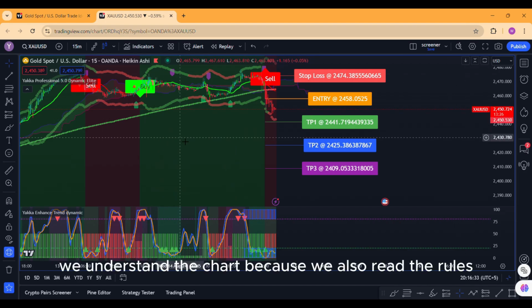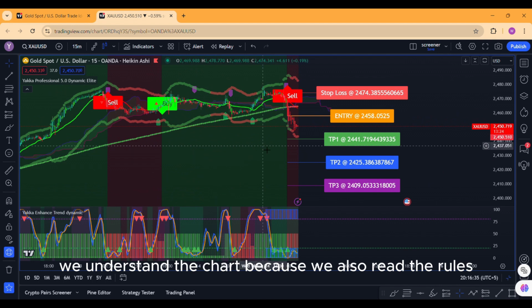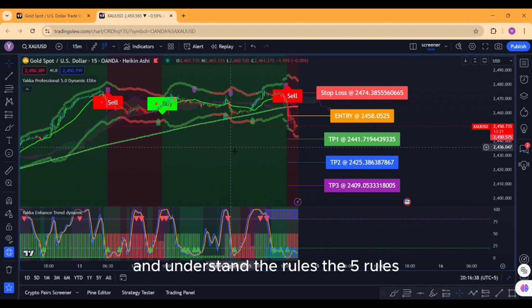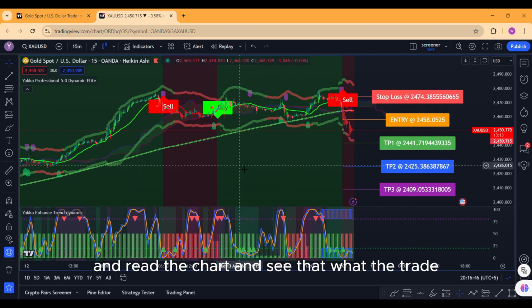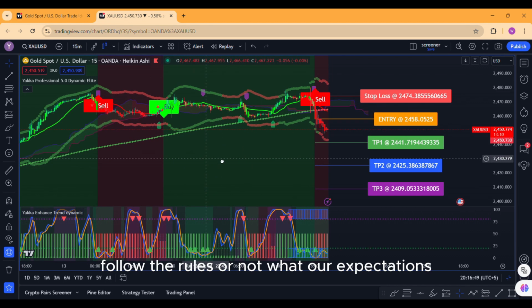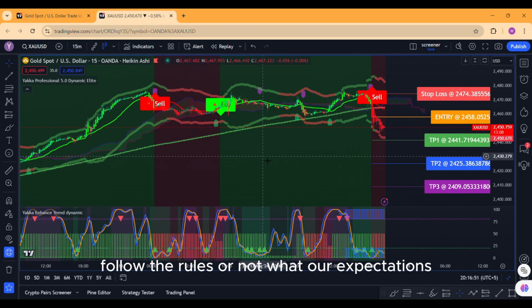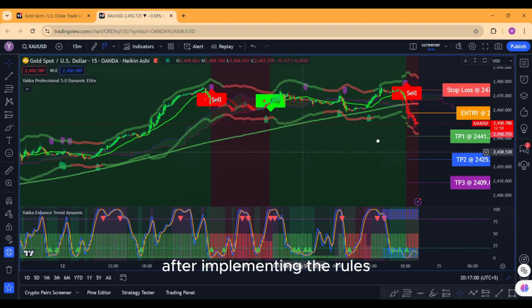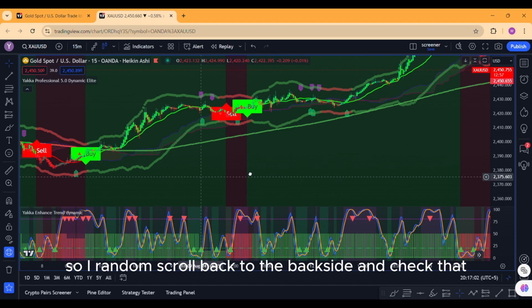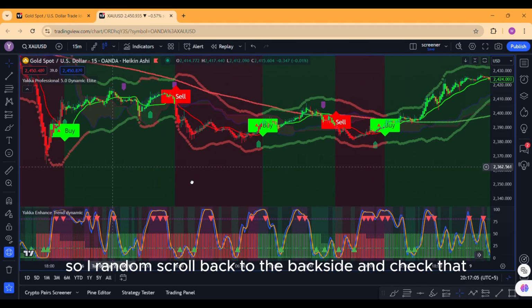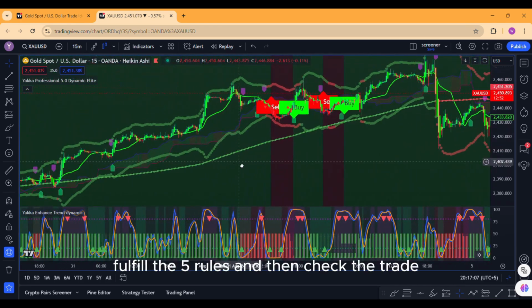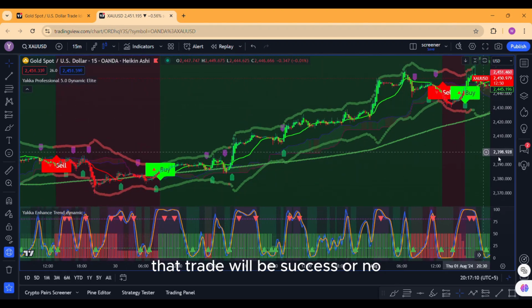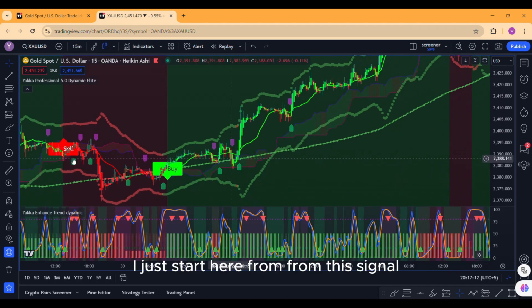Now we understand the chart because we also read and understand the 5 rules. Then apply these rules on the chart, read the chart and see whether the trade follows the rules or not. What are our expectations, will the trade be on our side or on the losing side after implementing the rules? So I randomly scroll back and check that the 5 rules are fulfilled and then check whether that trade will be a success or not. I just start here from this signal.